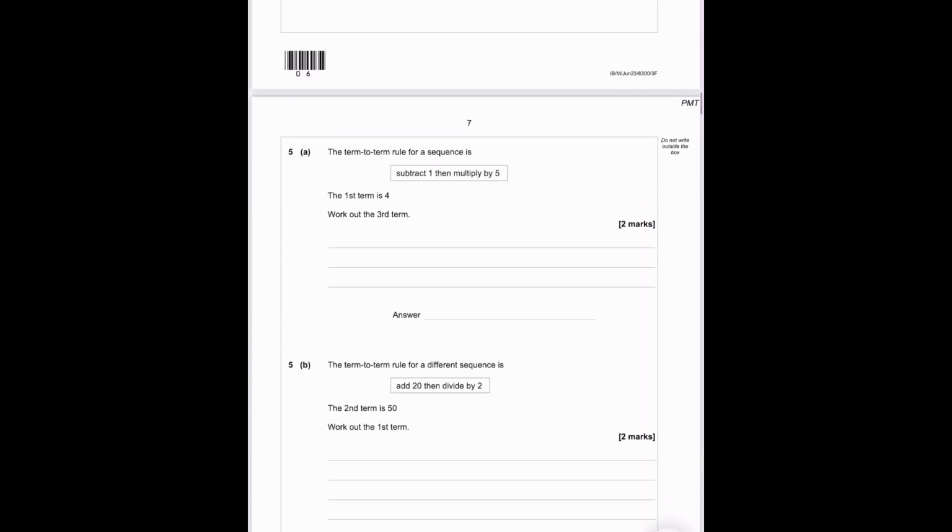The term-to-term rule for a sequence is subtract 1, then multiply it by 5. If the first term is 4, we're going to take away 1 and then times by 5, so that's going to give us 15. The next term, we're going to start with 15. We're going to take away 1 to get 14, times by 5, and that's going to give us 70.